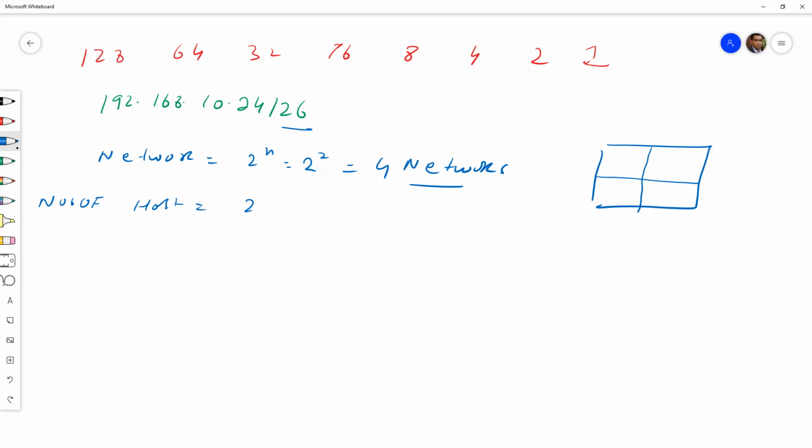So 2 raised to power n minus 2. For example, how many bits are left on the host portion now? 6. So 2 raised to power 6 minus 2 will be 64 minus 2, 62. Each of them is a usable IP. That's clear? At least everybody is clear about that.